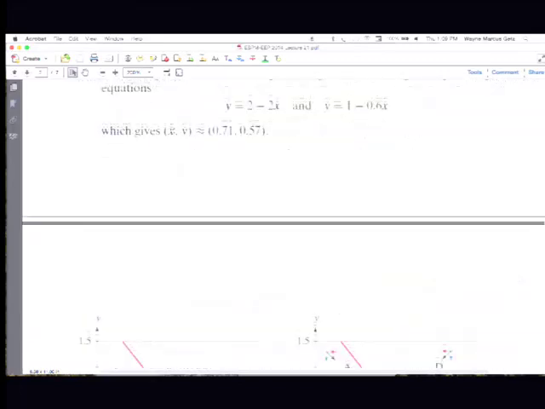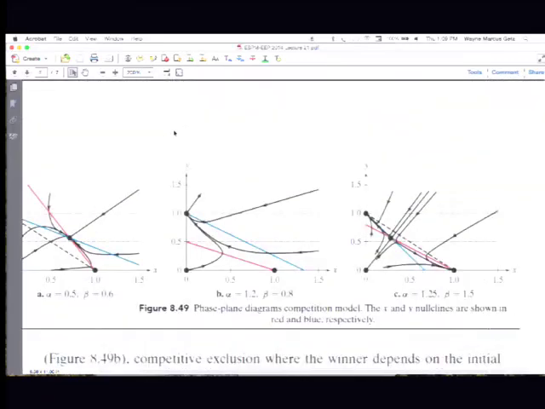Can't get an intersection in the first quadrant. And in fact, if we draw the isoclines, you'll see that if I continued with these isoclines, you'd get an intersection over here where x is positive and y is negative. And if you draw your arrows, what you'll show is that both grow in this region.